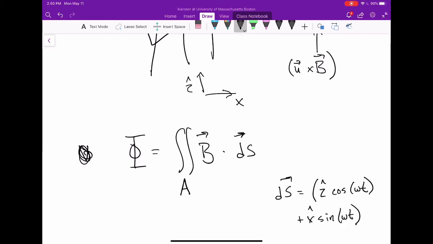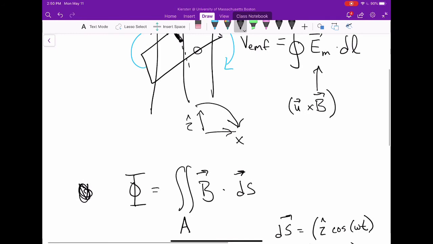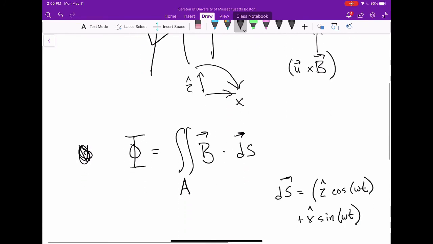That means that it's rotating clockwise. I drew it counterclockwise. No, I drew it clockwise. Okay, good. All right.